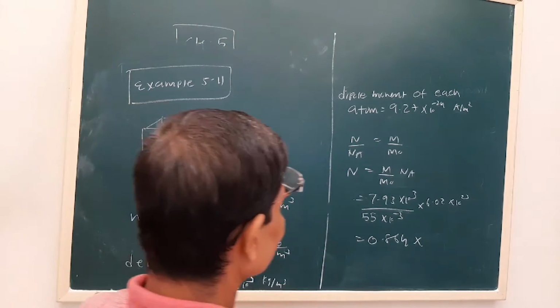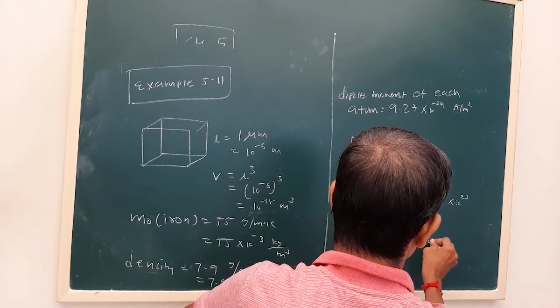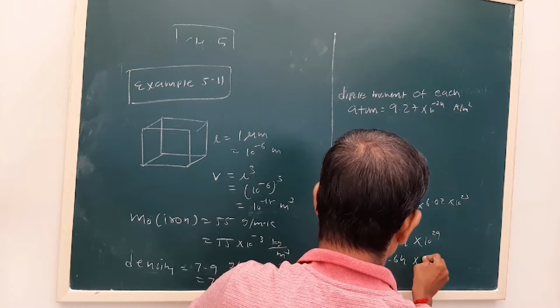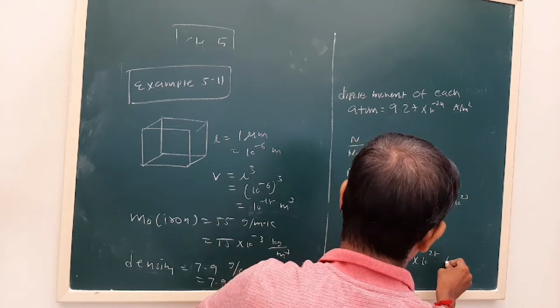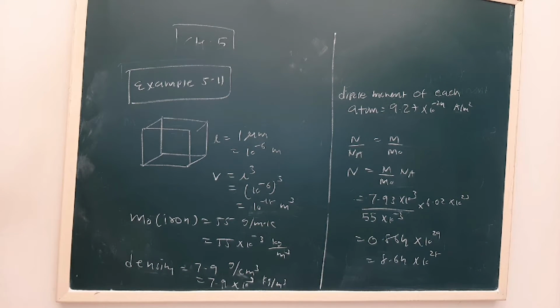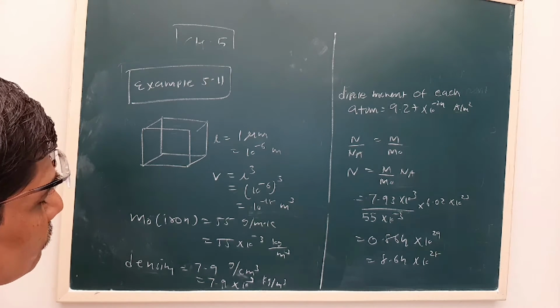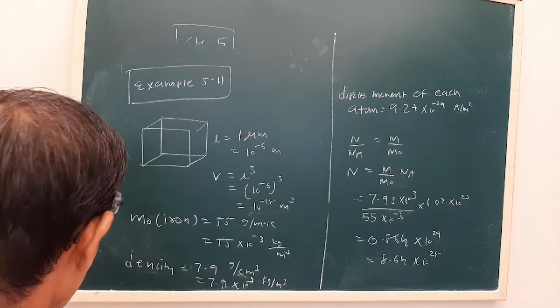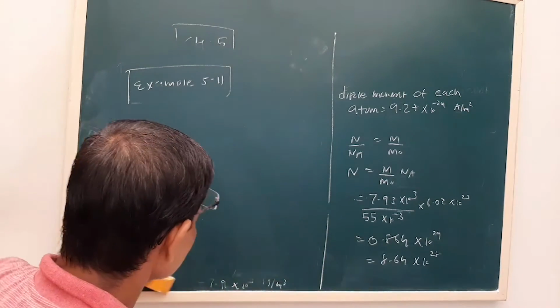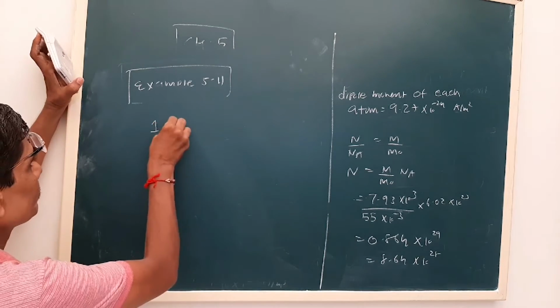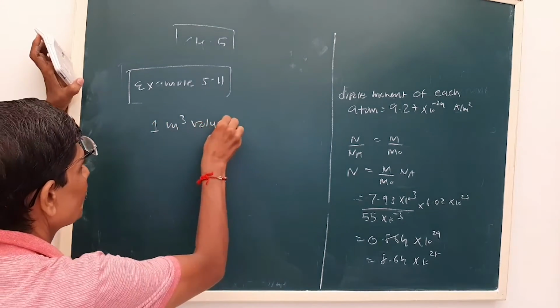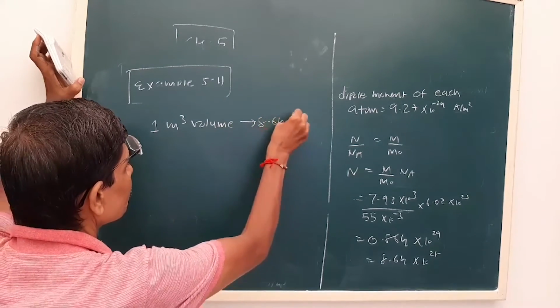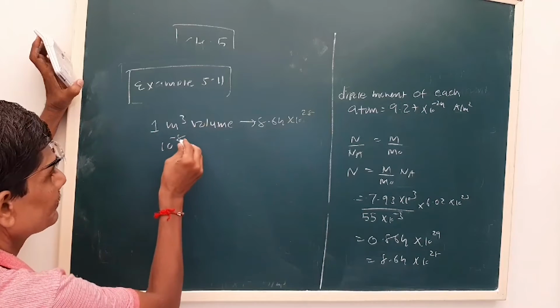Okay. Now this will be 29, 23 plus. Now these are the number of molecules contained in 1 meter cube volume. So now what is the volume given to us? 10 to minus 18 meter cube. So we can find out like this. That is, in a 1 meter cube volume, number of atoms are, 10 to minus 18.